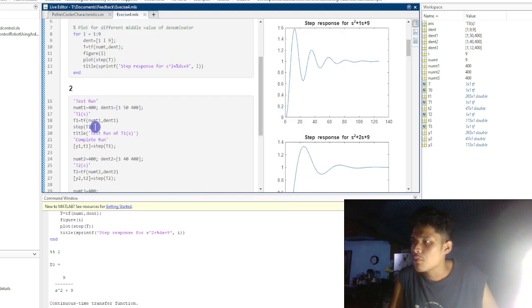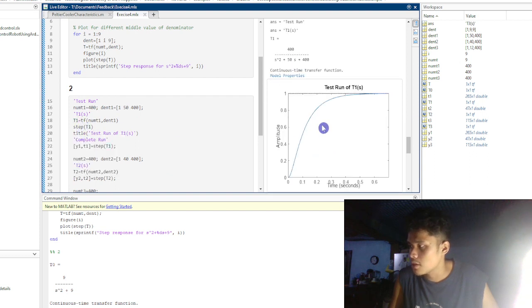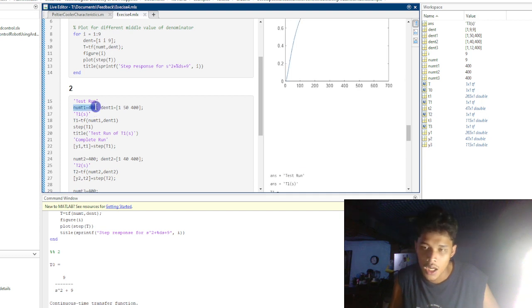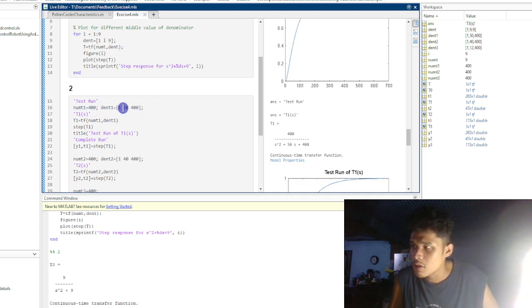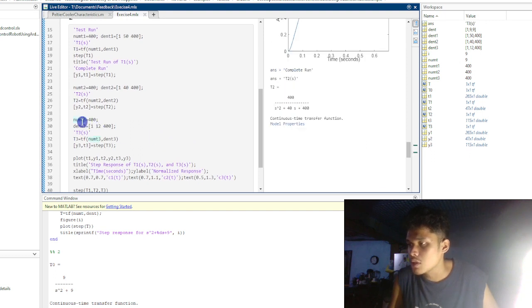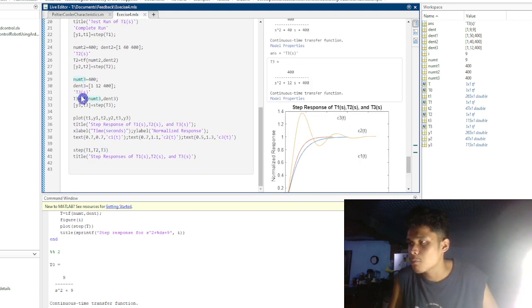So if we go back to our T1, which is right here, we'll notice that this is more like a certain type of overdamped response or a critically damped response. But to be sure, you have to look at the transfer function. Notice that s squared plus 50s plus 400, if you solve for zeta for that, it's going to be equal to 2.5 over 2, which is 1.25. And that is greater than 1. So therefore, that is an overdamped response. But to be sure, what we can do is plot all three step responses with each other.